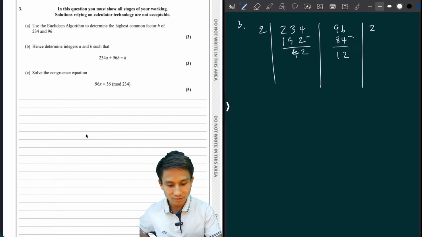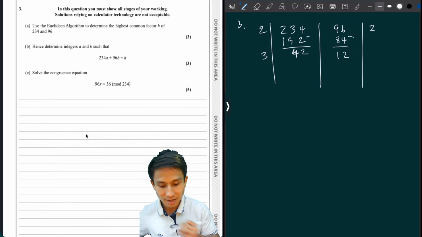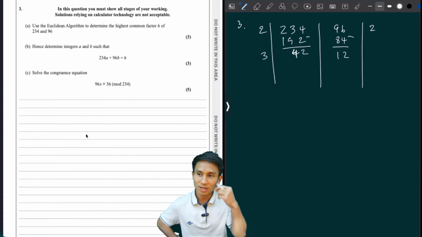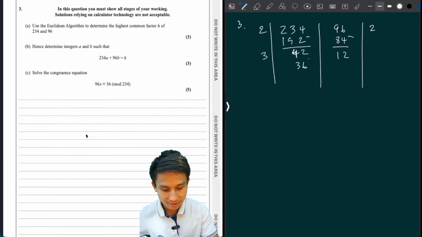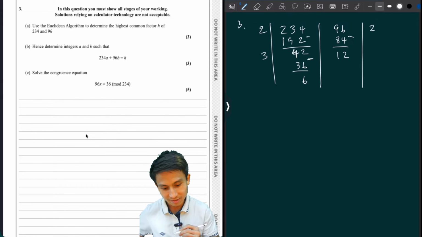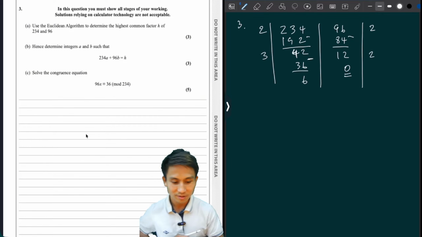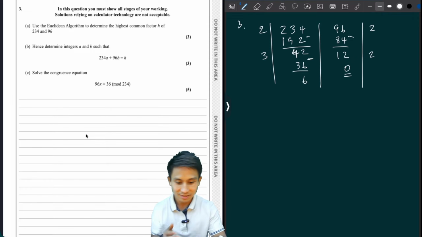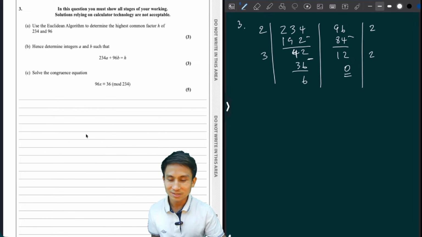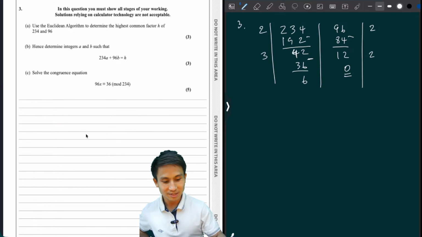So you're going to have to divide 42 by 12. And that's about 3 times. Yeah, I write 3 here. So you get 36, you write 36 minus, and then what's this? This is 6, right? And then you keep going. Now 12 divided by 6, you get 2 now, and the remainder is 0. So the last divisor is 6. That means 6 is the answer. Yeah, so the highest common factor is 6.